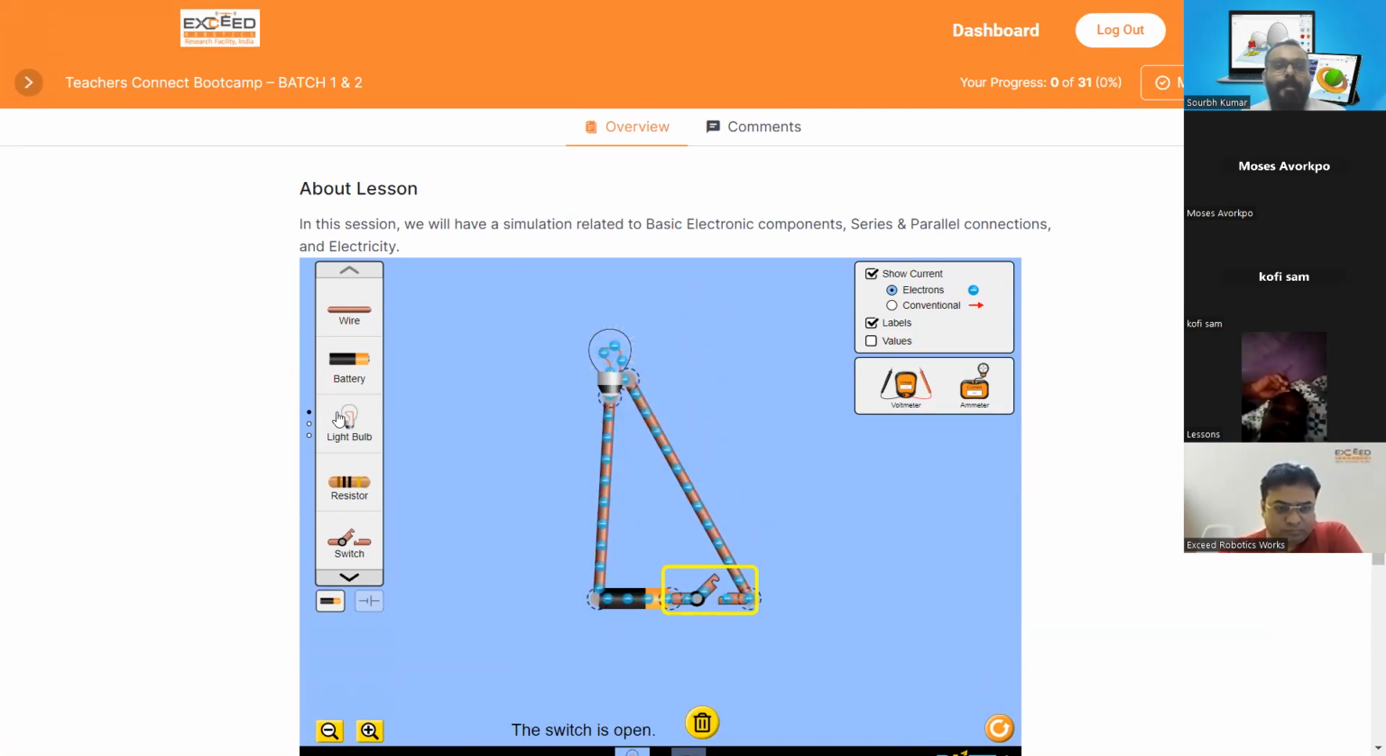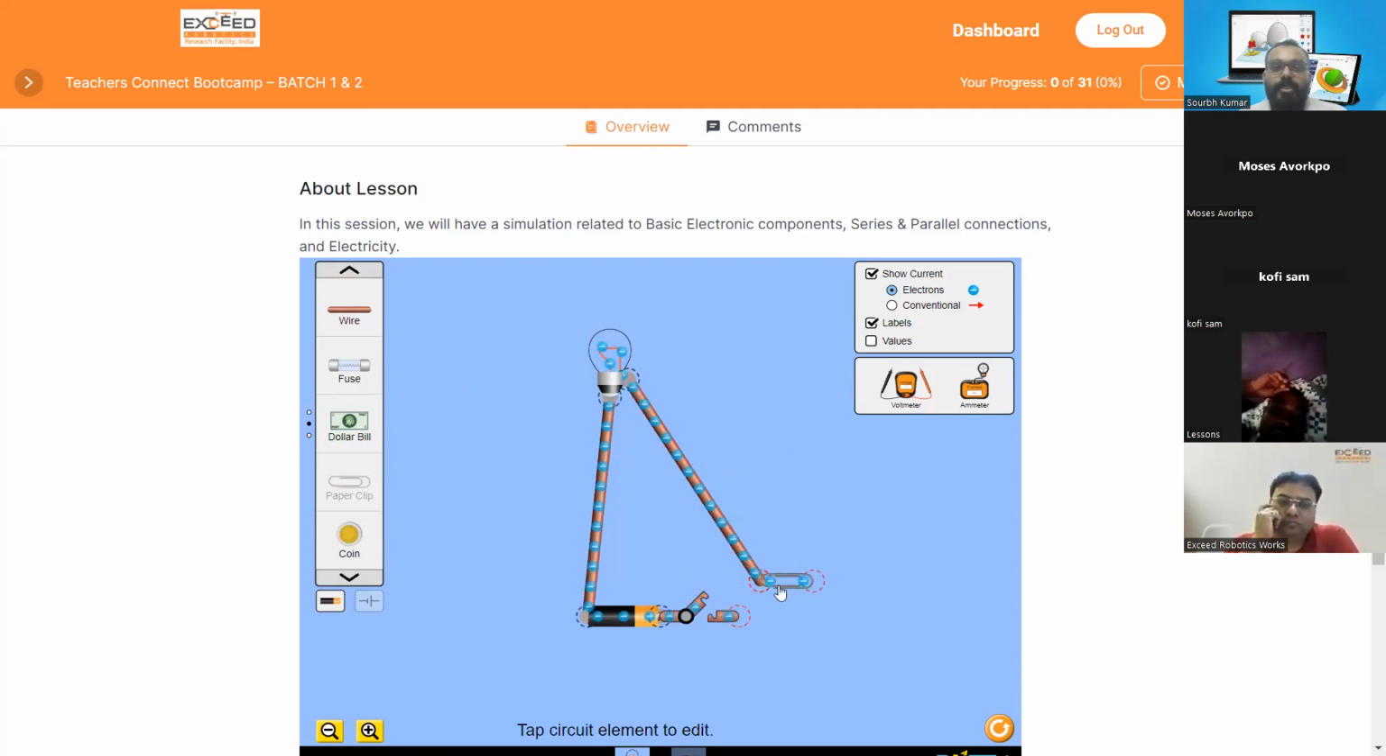So what will happen if we bring any other devices like the fuse in between, or a paper clip, or a coin? Let's see. If we bring the paper clip and close the circuitry, it will work again. Through this, you can explain the concept of how the circuitry works and different combinations of connections like the parallel and series connection.